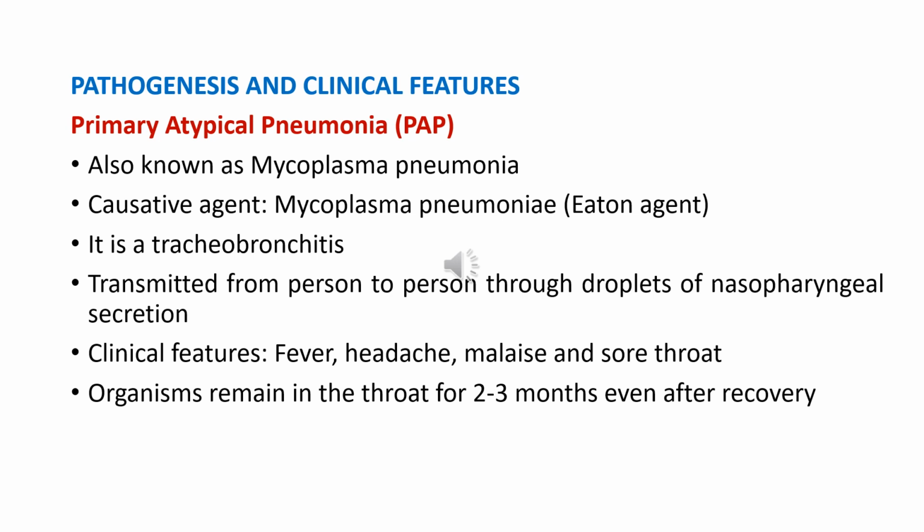Pathogenesis and clinical features. Mycoplasma causes primary atypical pneumonia and genital infections in human beings. Primary atypical pneumonia is also known as Mycoplasma pneumonia. The causative agent is Mycoplasma pneumoniae. It is formerly known as Eaton agent. Primary atypical pneumonia is a tracheobronchitis. The infection is transmitted from person to person through droplets of nasopharyngeal secretions. Clinical features of primary atypical pneumonia are fever, headache, malaise, and a sore throat. The organism remains in the throat for 2 to 3 months even after recovery.